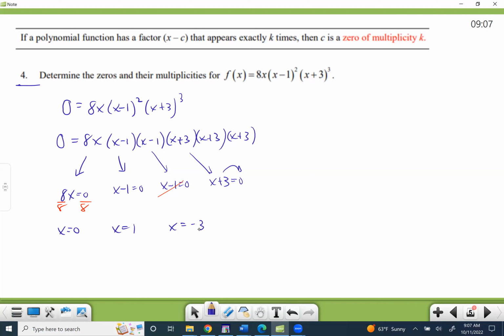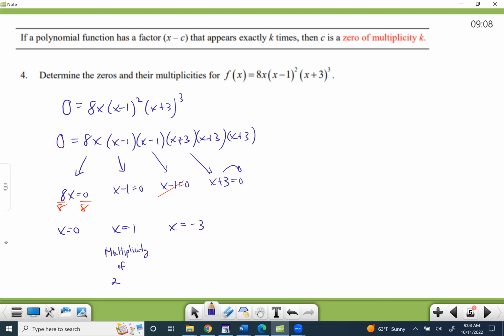Now, we need to talk about their multiplicities. That basically means how many times does that occur as a zero? And if you haven't written it out like I have here, you can see here, I would get one as a zero two times. So this one would have multiplicity, I better write the word out, sorry, multiplicity two.